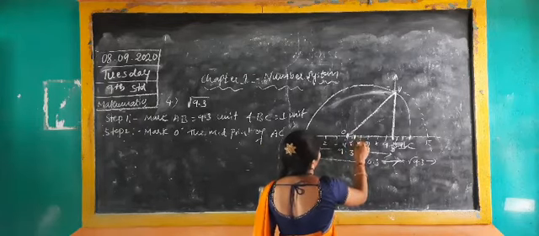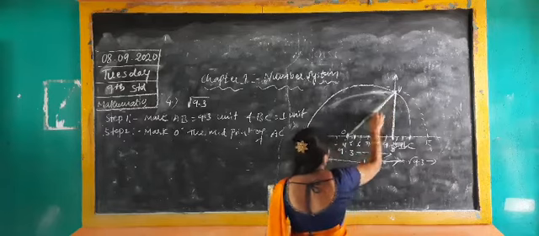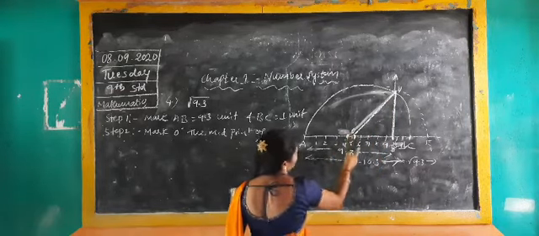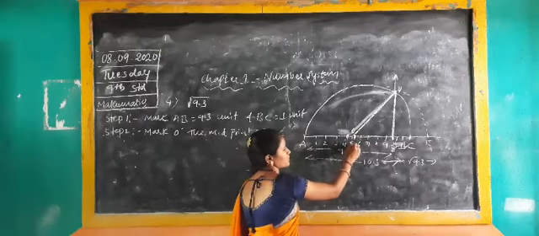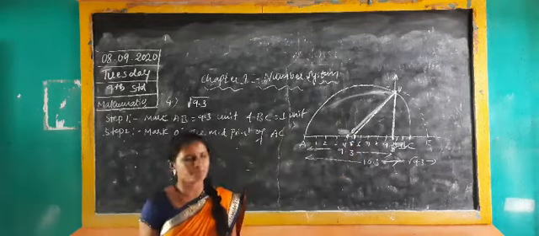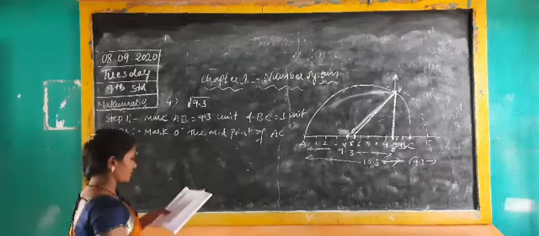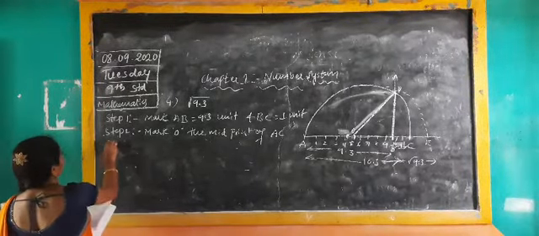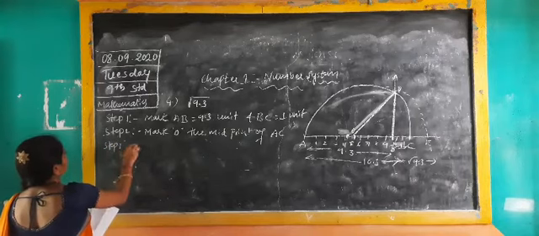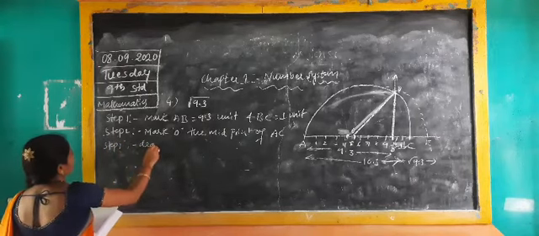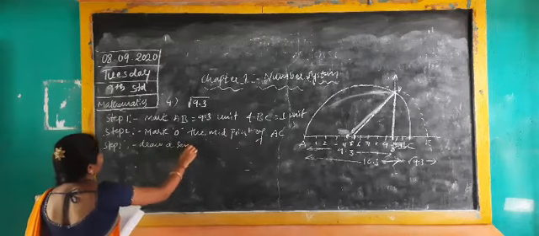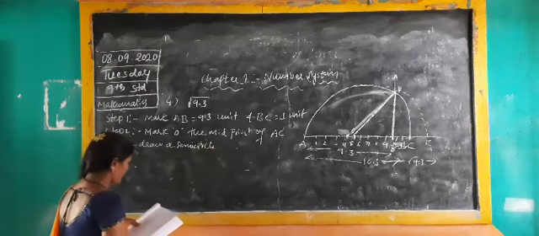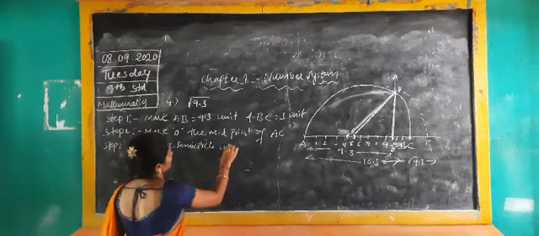Means here it will be. If you are taking 9.3 as the midpoint, you will get 4. But here we are taking the midpoint of AC, that's why you have to take 5.15. Means total you should take. Next, draw a semicircle. Step 3. Draw a semicircle with O as center.